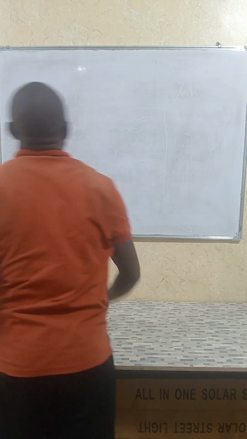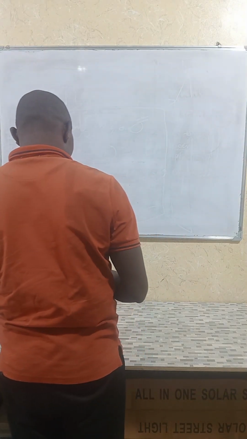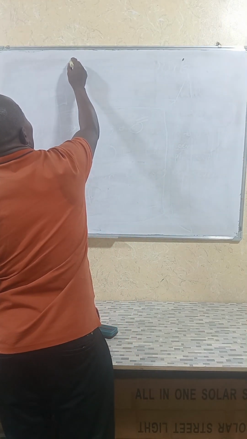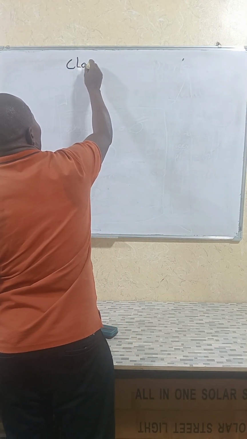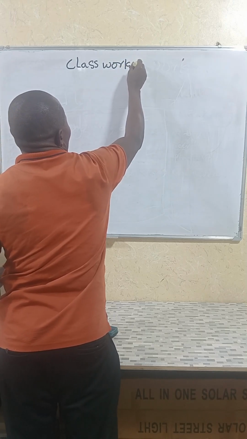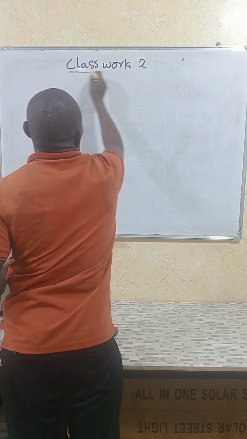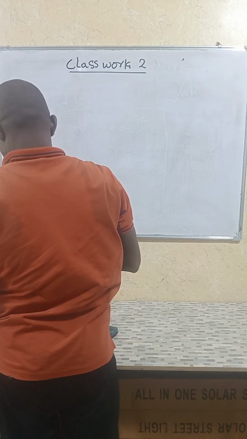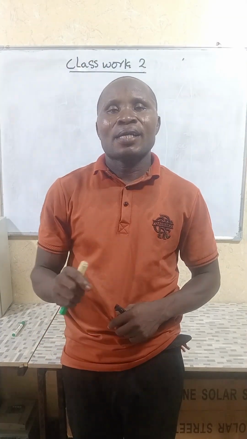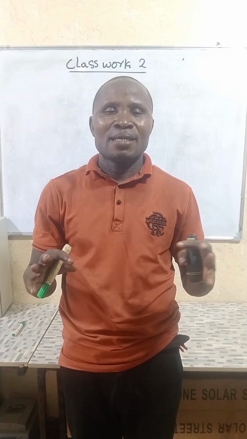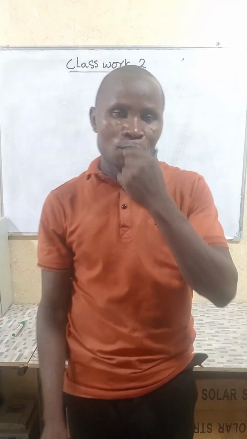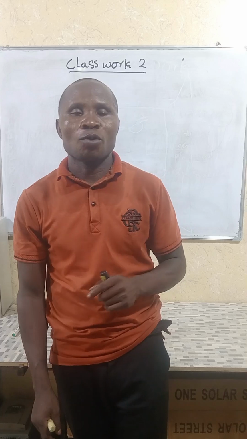We are here for today's class work. In our classwork, we design a solar system. We solve questions. Now, the question for today, for our class work 2.